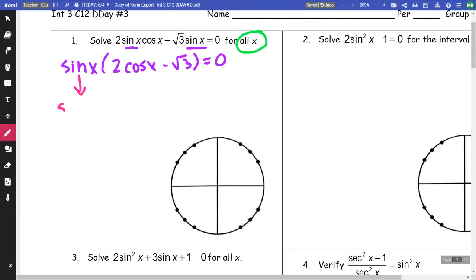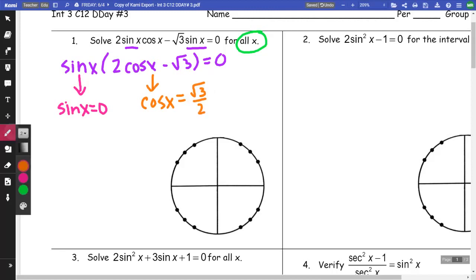I set them to 0. So this one would be sine x equals 0, and we're going to work that out and see what x's would make my sine be 0. And then we have this one. If I set that equal to 0, I am going to be adding my root 3 and then dividing by the 2. So that's what I'm looking at.